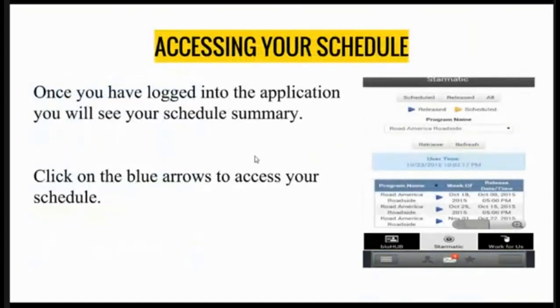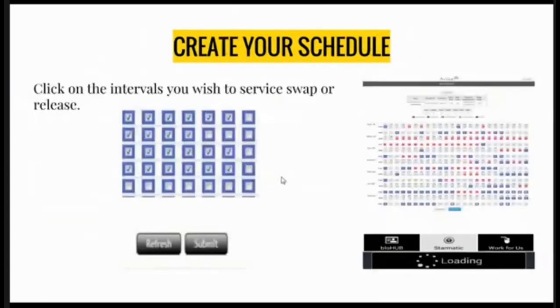Once you have logged into the application, you will immediately see your schedule summary. All you have to do is click on the schedule that is pertaining to you. So whatever schedule it is that you want to adjust or fix or look at, you simply click on the little blue arrow right here, and when you do, it will take you to your schedule. Here you are able to release, swap, or select any extra service intervals, however you want to do it.